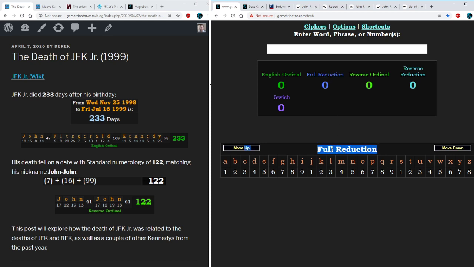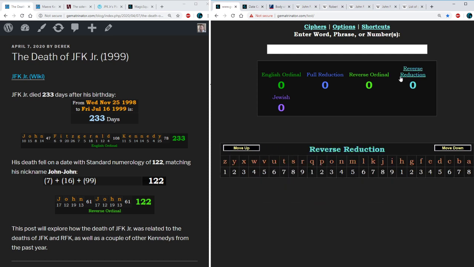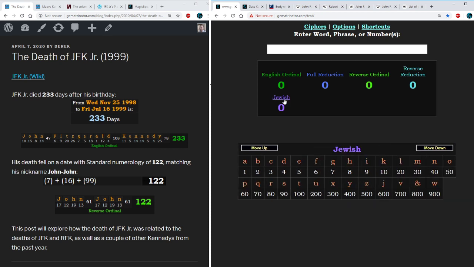The reduction method uses the rules of numerology. This is also called Pythagorean Gematria, where every number is a single digit. We also have the reverse methods, which are complementary. And of course, I teach Jewish or Latin Gematria in all of my videos as well, and we'll peek at some other ciphers throughout the course of this video.